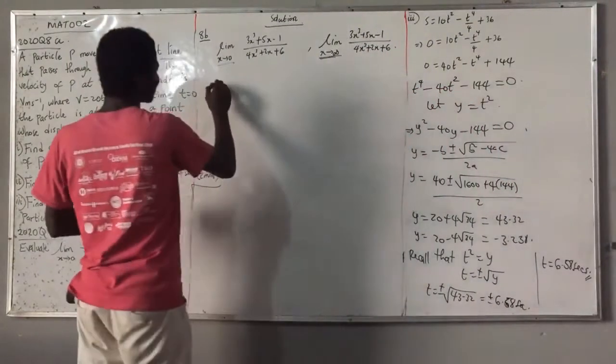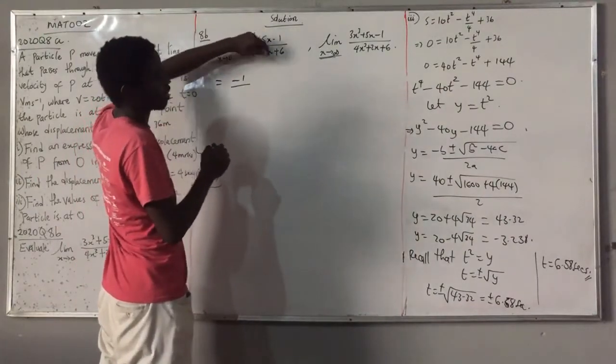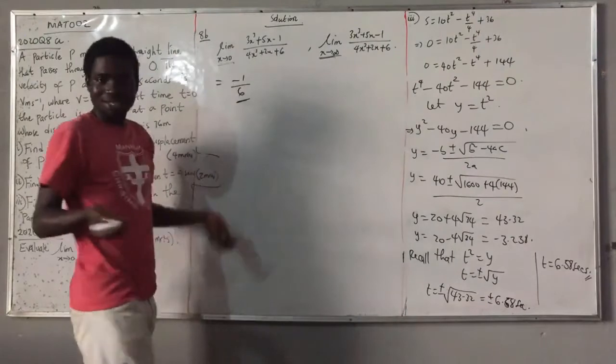So for this question that they are asking now, I will just put 0. Put 0 straight. This is 0 plus 0 minus 1, over 0 plus 0 plus 6. So my answer will be minus 1 over 6. That is the answer.